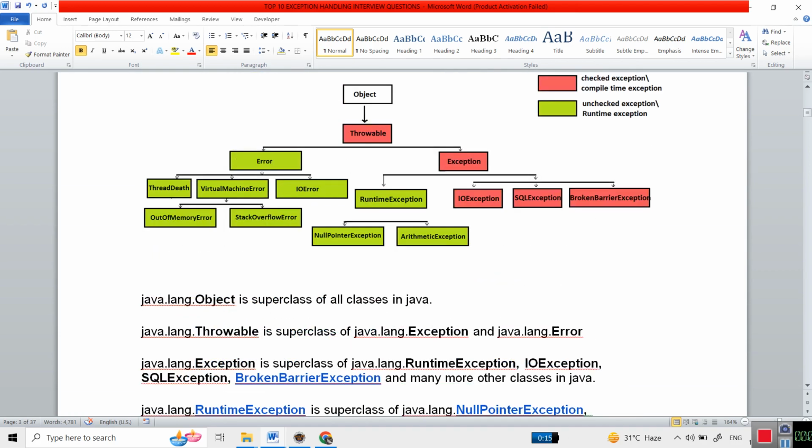But here you need to make sure that for Error also you have one example of ThreadDeath, and OutOfMemoryError, when this OutOfMemoryError will occur, when StackOverflowError will occur. And another thing is RuntimeException, when this will occur, and IOException, when this will occur, and how we are handling this exception. This thing in depth they will ask you.